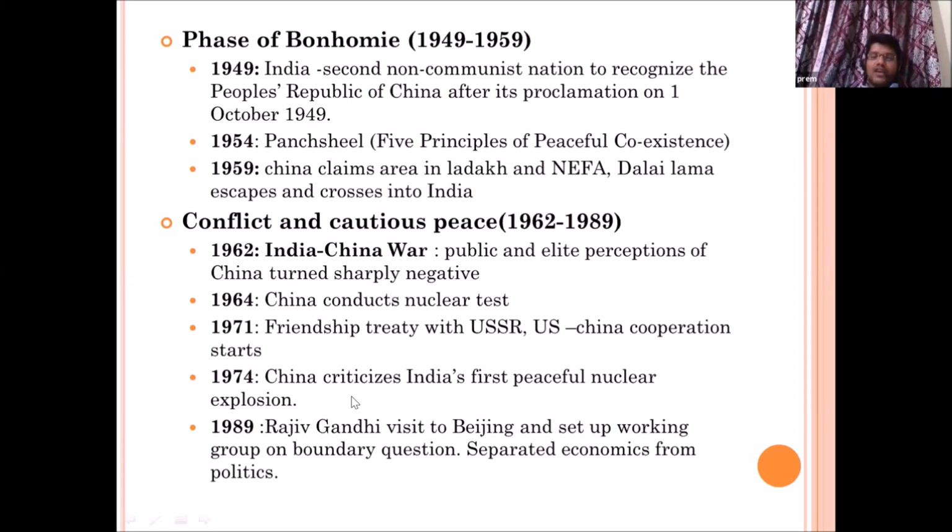As we don't have a nuclear weapon, what we did is, in 1971 we signed a friendship treaty with the Soviet Union, that is USSR.